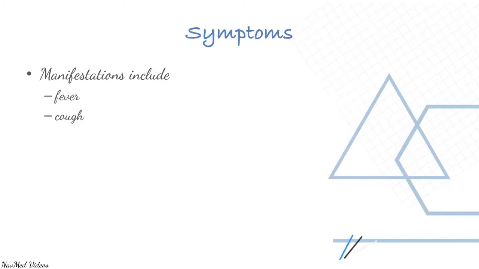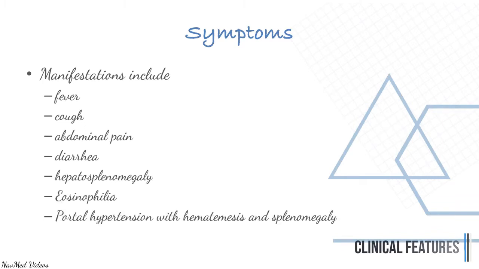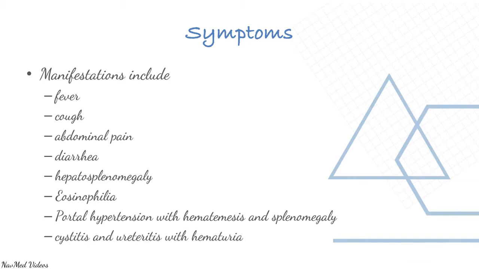Symptoms: fever, cough, abdominal pain, diarrhea, hepatosplenomegaly. Eosinophilia, portal hypertension with hematemesis and splenomegaly. Cystitis and urethritis with hematuria. Pulmonary hypertension. These are the main symptoms of schistosomiasis: fever, cough, tummy pain, diarrhea, hepatosplenomegaly, eosinophilia, portal hypertension, cystitis, pulmonary hypertension.